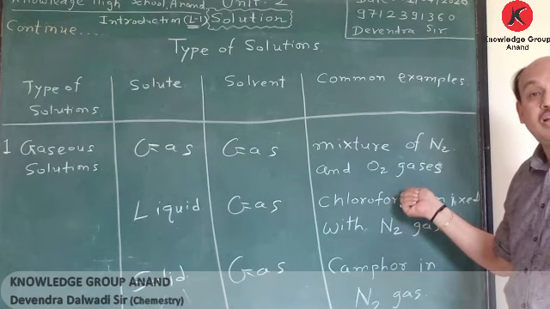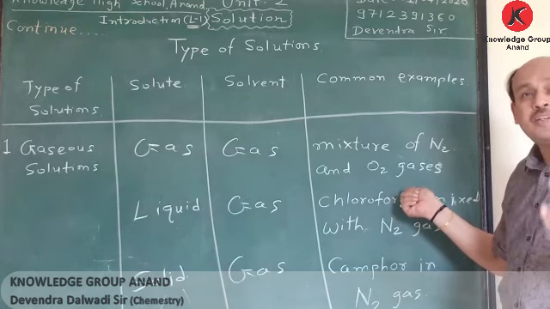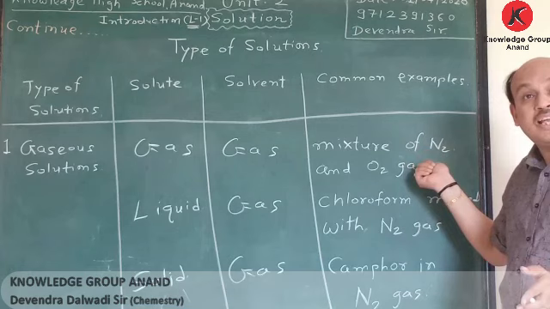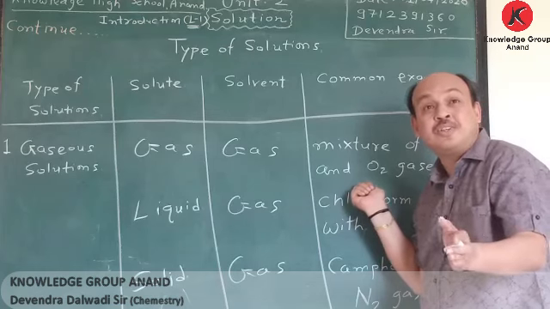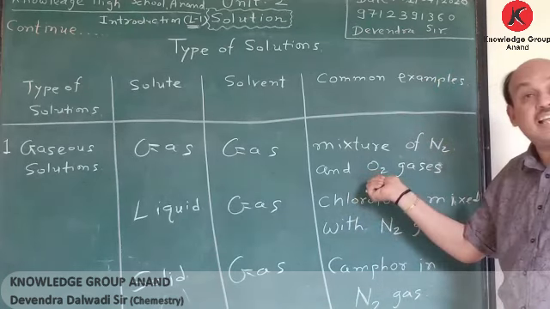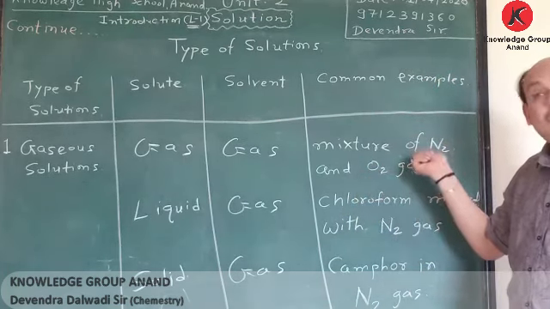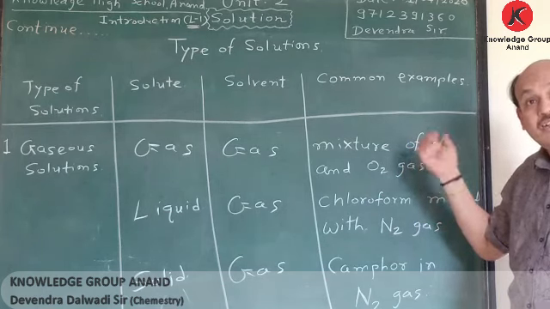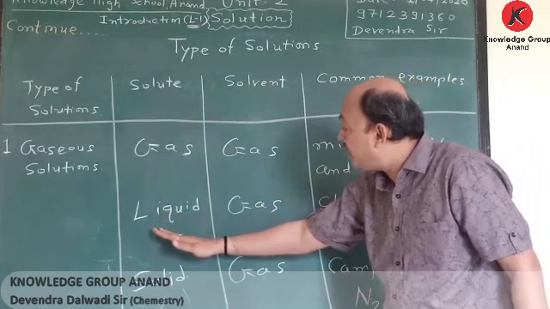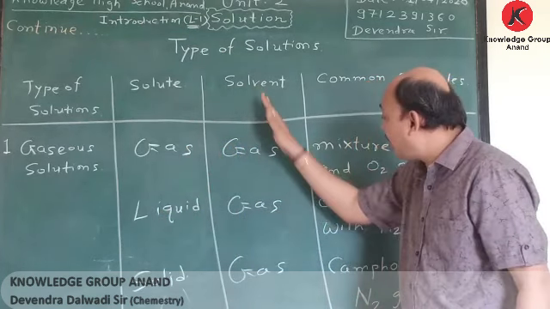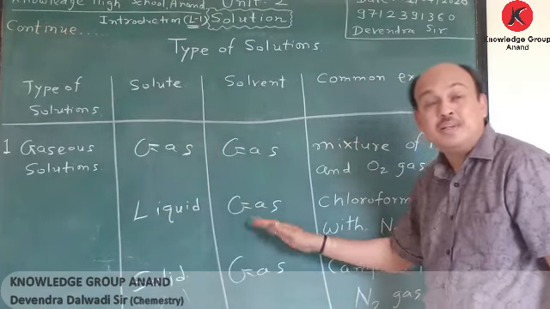You already learned in lower standards that N2 gas in the atmosphere is 78.09% and O2 gas is 21.06%. So here, O2 gas acts as the solute and N2 gas acts as the solvent, and due to that, this example is suitable. Next, the solute is in liquid form and the solvent is in gaseous form.